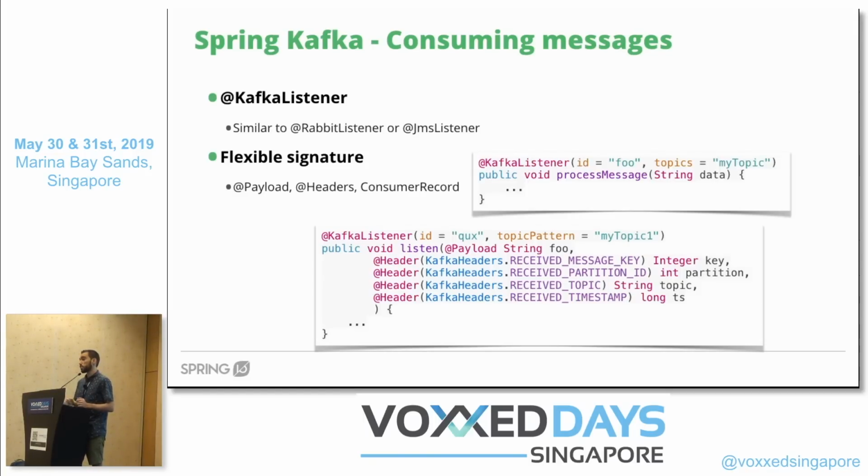As with any other listener in Spring, if you have been using other messaging systems like Rabbit or JMS, we have really flexible signatures. We support injecting or passing the payload. We support using the @Header annotation to get some of the headers. So we have really flexible signatures to get anything from the messages, which is quite nice. And that's basically how we consume messages with Spring Kafka.